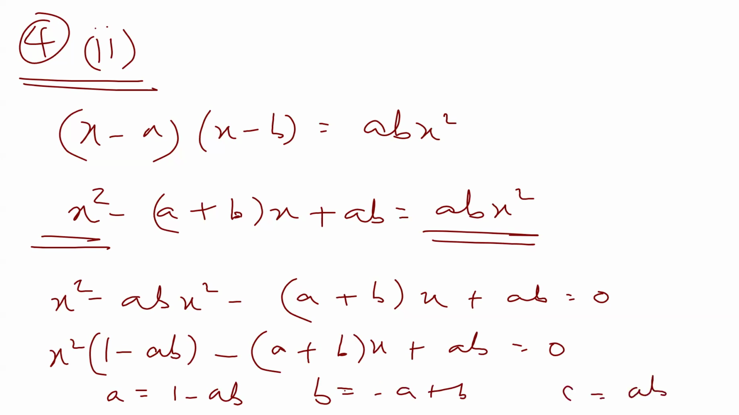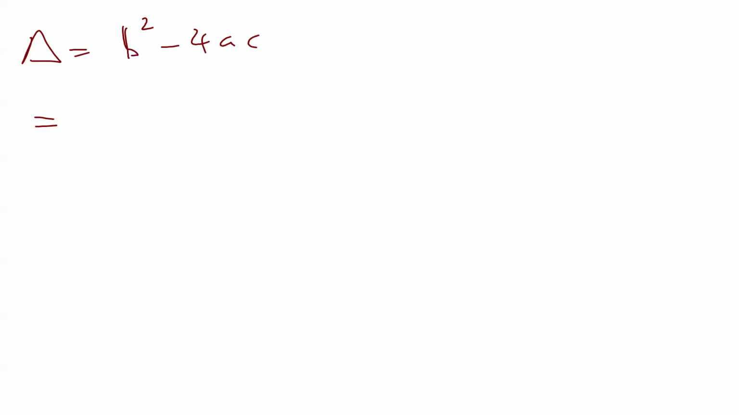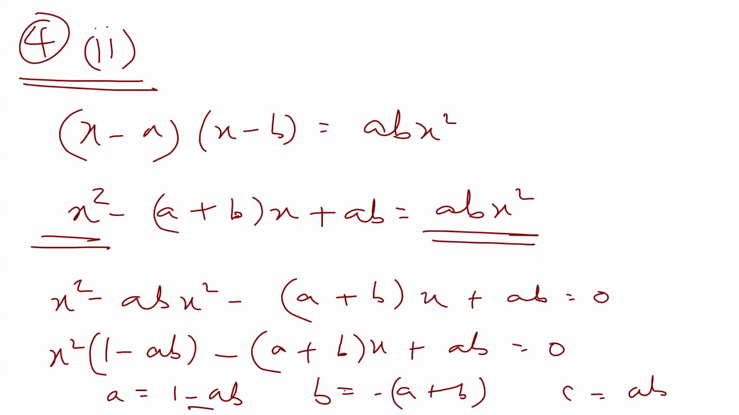So delta is b square minus 4ac. So minus of (a plus b), the whole square, minus 4a. a is 1 minus ab and c is ab.